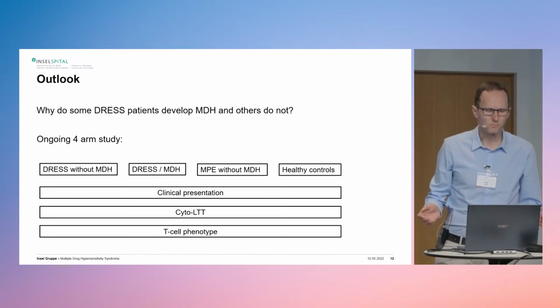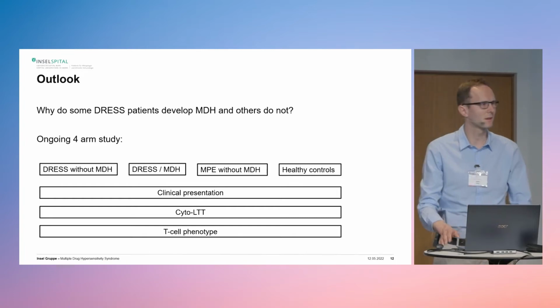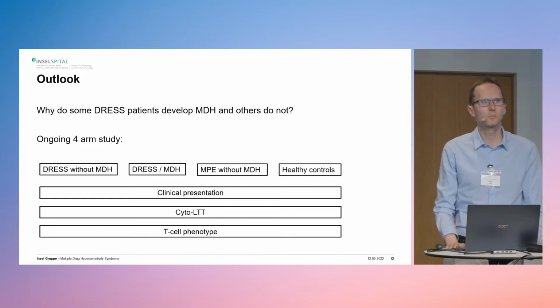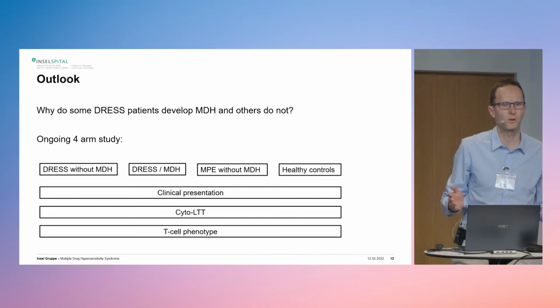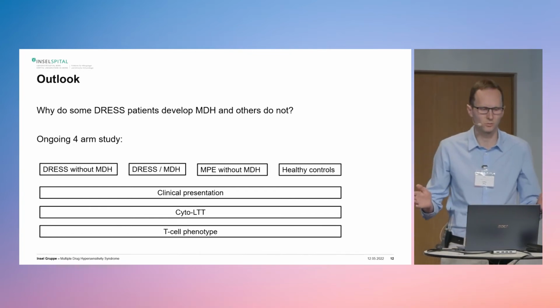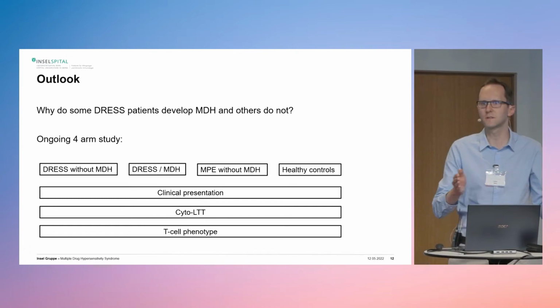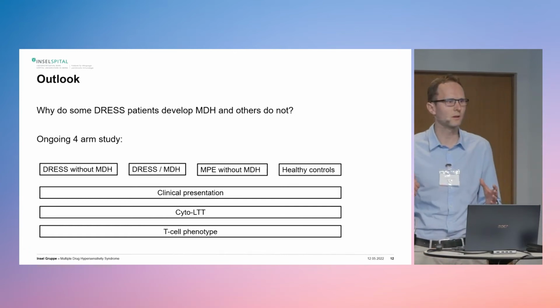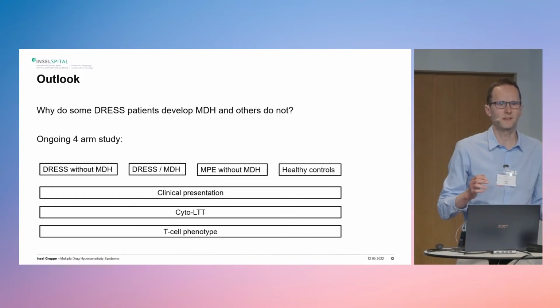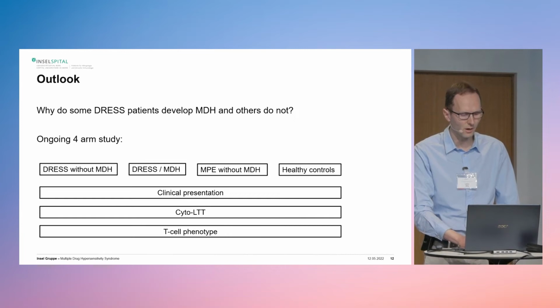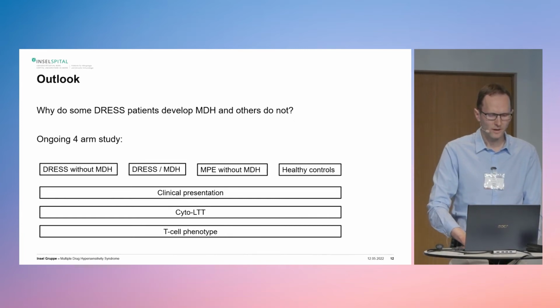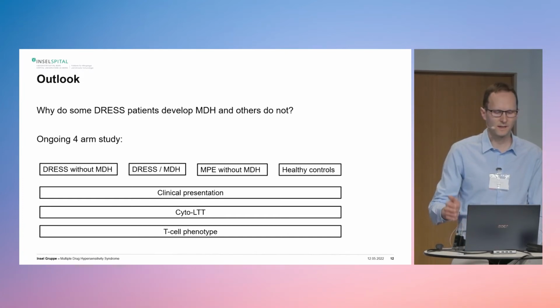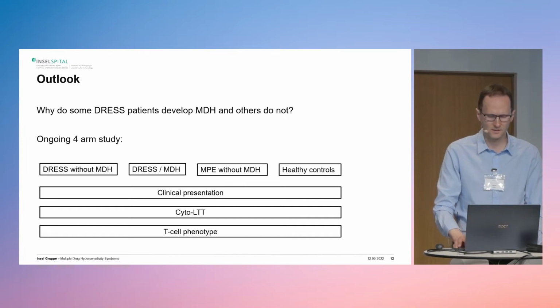Now an outlook: we are doing a study together with ADR-AC. The question we have is, why do some patients develop MDH and why do others not? Even in DRESS, you have DRESS patients that are only sensitized to one drug, and other DRESS patients develop a sensitization to multiple drugs. So we made a study with 4 arms. We included DRESS without MDH, who were sensitized to one drug, DRESS with MDH, then MPE without MDH, and healthy controls. And we looked at the clinical presentation, cyto-LTT, and T-cell phenotype.